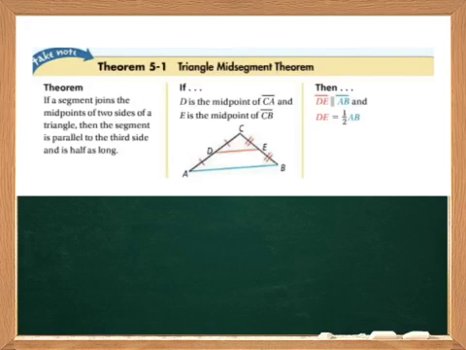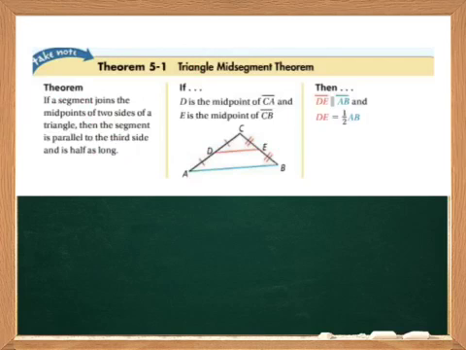So Theorem 5.1 is the triangle midsegment theorem. It states that if a segment joins the midpoints of two sides of a triangle, so D and E are joined, then the segment is parallel to the third side, so DE is parallel to AB, and it is also half as long. So there's two pieces of information here.